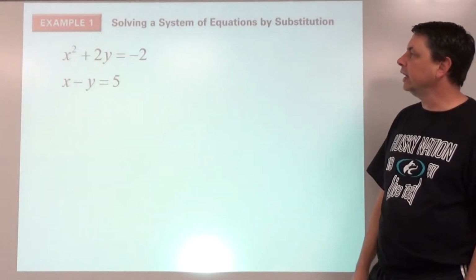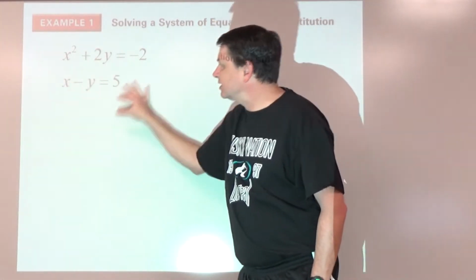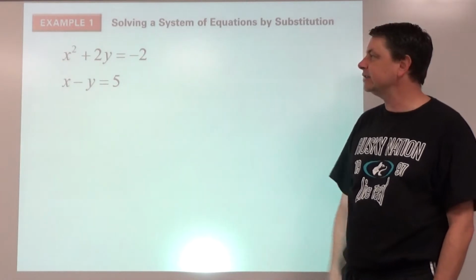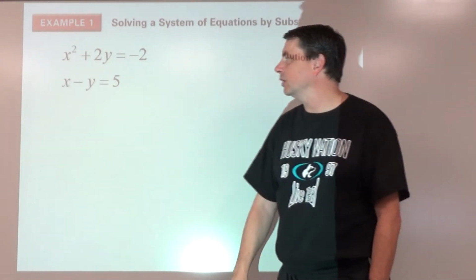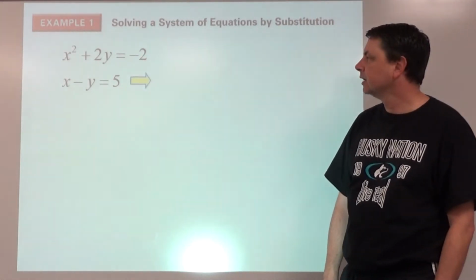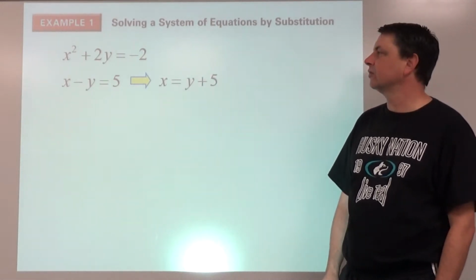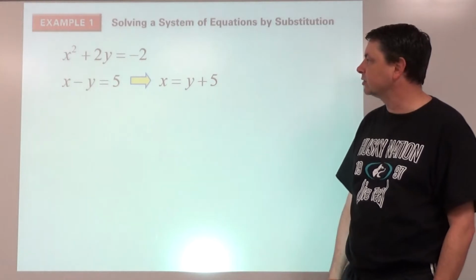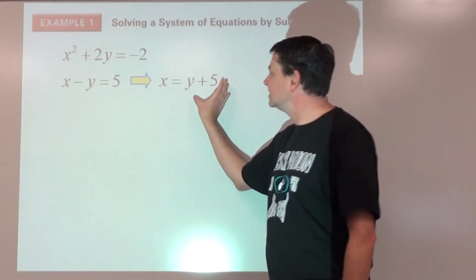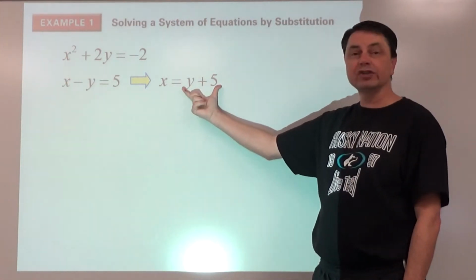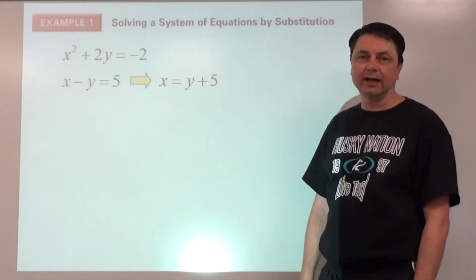Example number 1. So we're going to solve one of these equations either for x or y. And whichever one it is, I probably think the second one is the one that we may want to go with. It really wouldn't matter which one. But it probably would be easiest to solve for x if we just add a y to both sides. And now we're going to take that and replace x in the first equation with y plus 5.